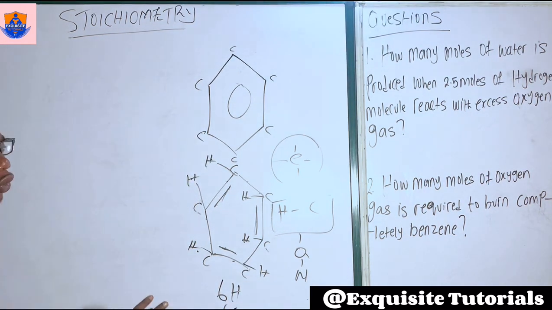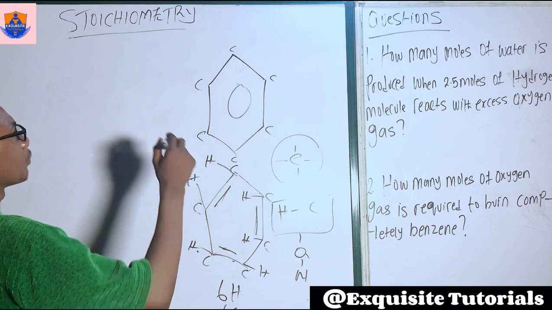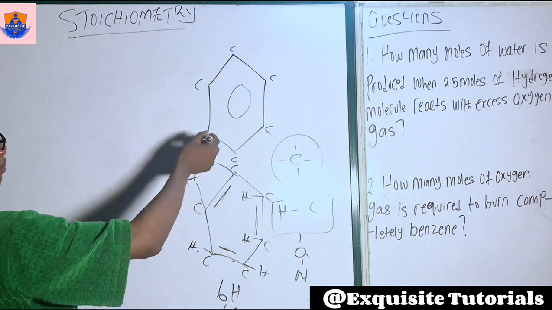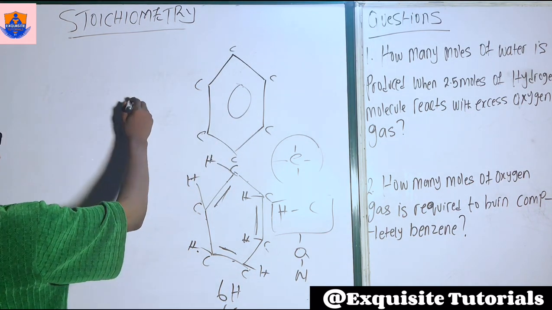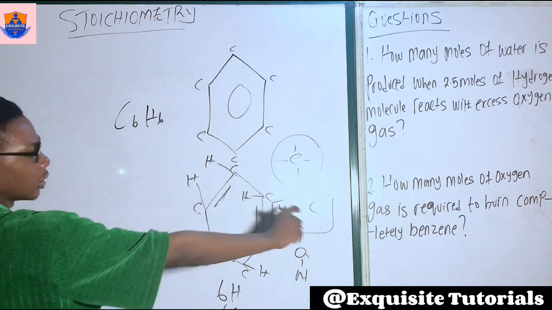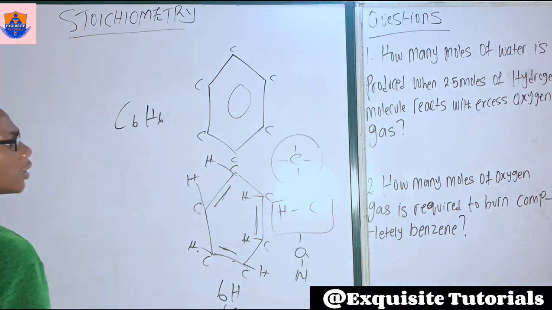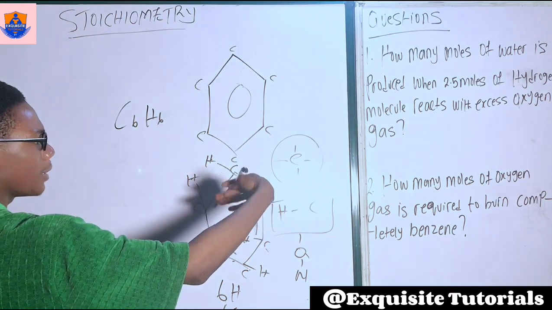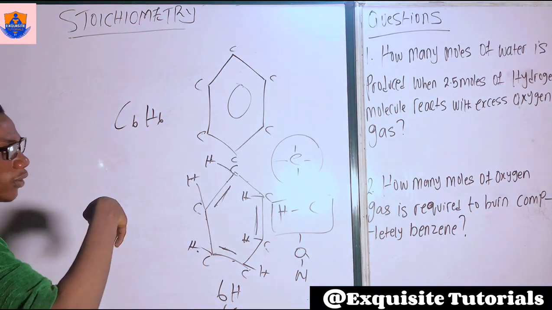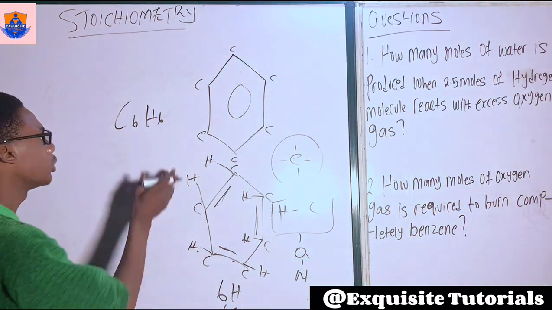So now the structure, the chemical formula for benzene is C6H6. Now this is benzene, C6H6. Now they said if it is burned, how many moles of oxygen is needed to burn this benzene.